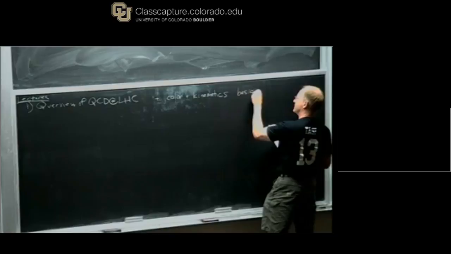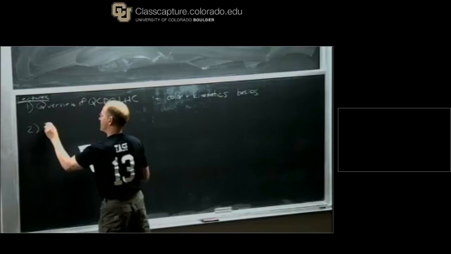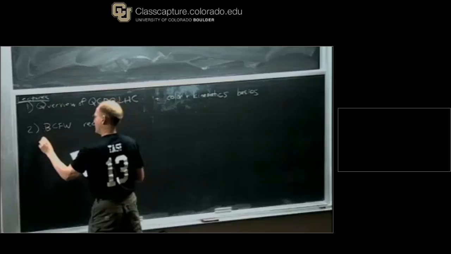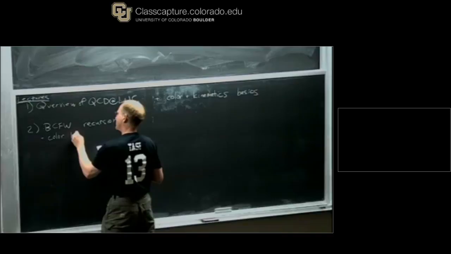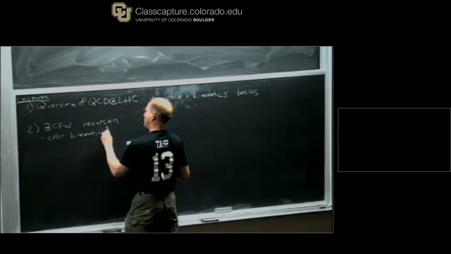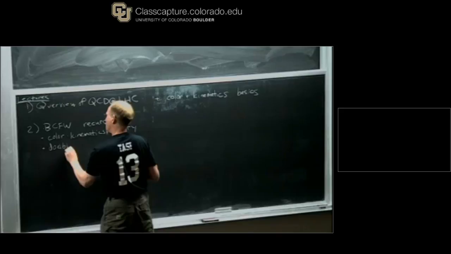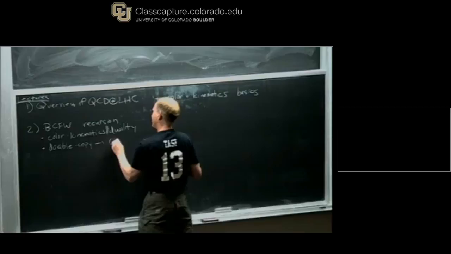And then next time, we'll talk about on-shell recursion relations, or BCFW recursion. And as time permits, extra relations between amplitudes that go under the name of color-kinematics duality. And that's closely related to double copy, which is a method for implementing this slogan, gravity equals Yang-Mills squared.